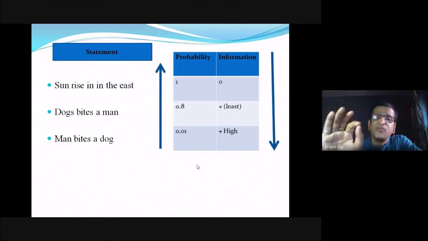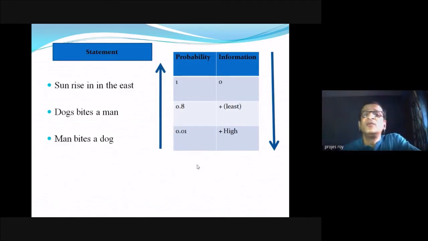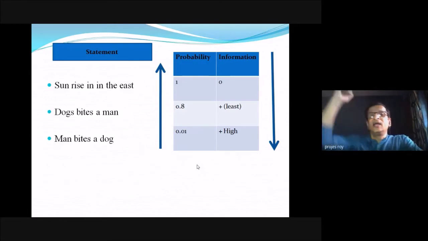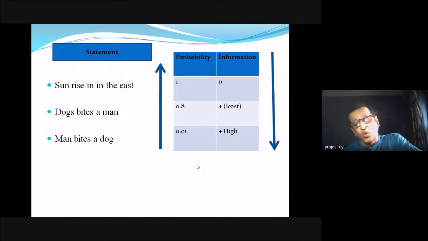But it's common, so the chances are least. Sunrise in the east is one, probability is 100%. That means there will be nothing new information coming on that. A dog bites a man, it's common, but not all the time, sometimes. So here you can see there is a positive chance of information coming, but least. Here, a man bites a dog. It's uncommon, so I give the probability 0.01 for that. Now here you can see the chances of information are high. So these are the statements, and you can understand that when probability is high, the chances of information are low, right?